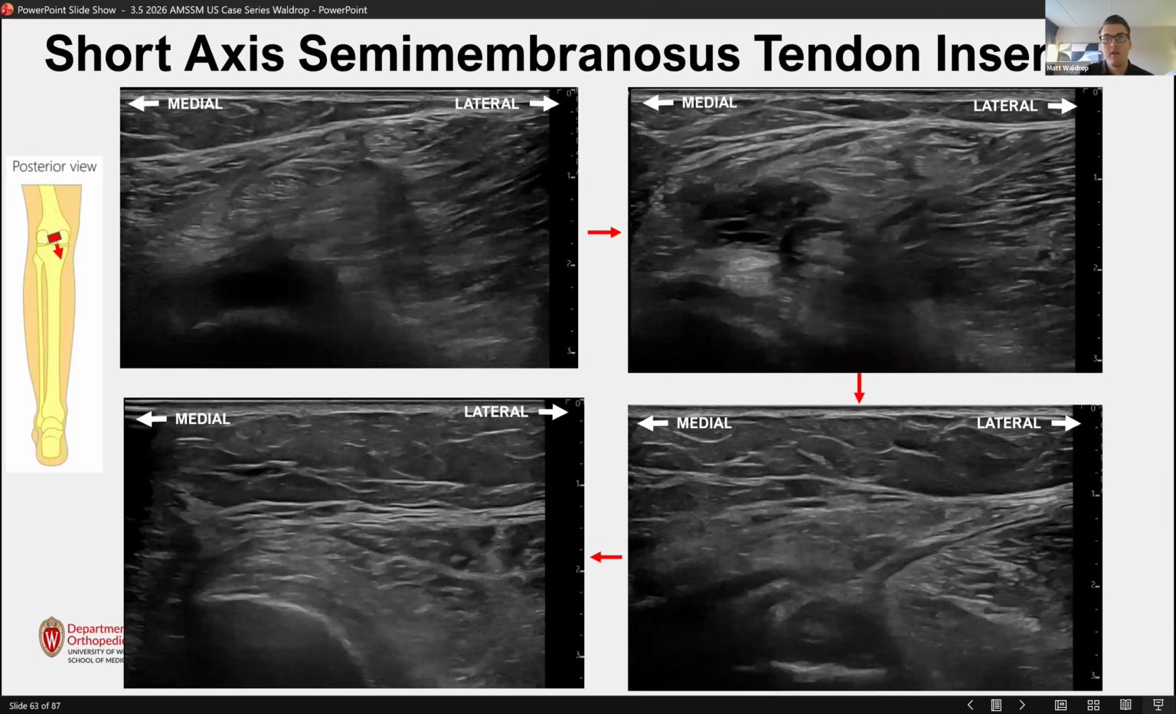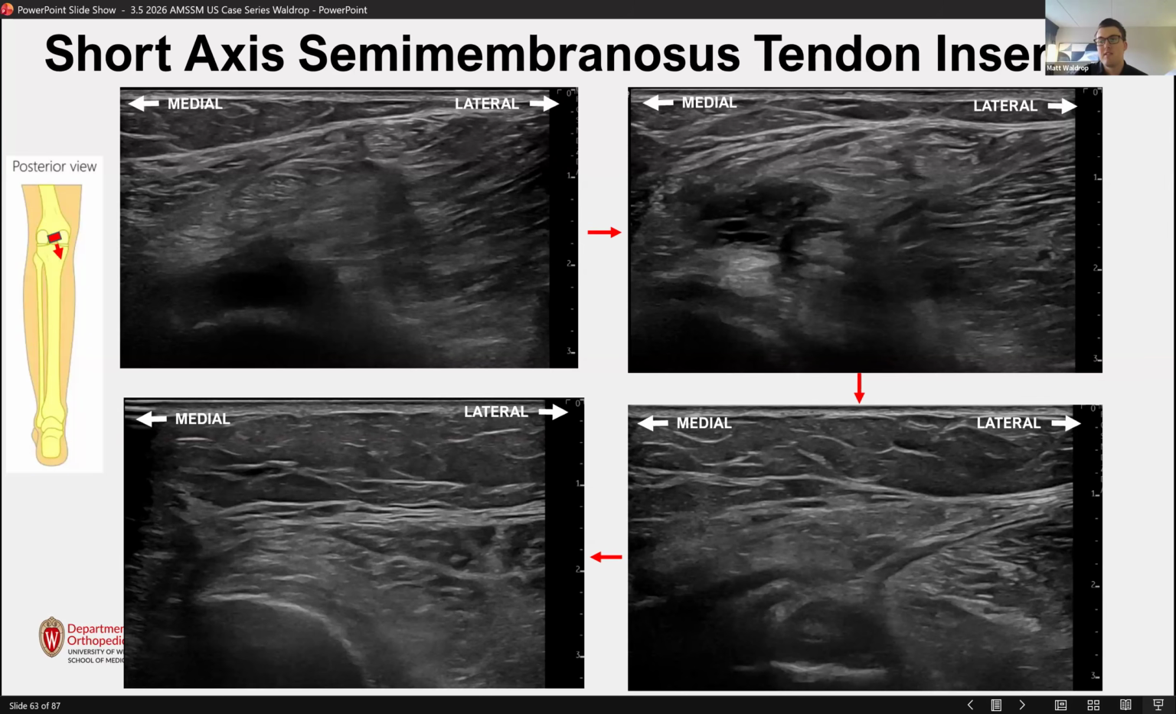All right, the semimembranosus tendon insertion is another optional structure in the medial knee ultrasound protocol for AMSSM. It attaches at the posterior aspect of the medial tibial condyle, and it's usually easiest to visualize with the patient supine and then finding the semimembranosus tendon in short axis. It's probably more prone than supine. Might be hard to evaluate supine.